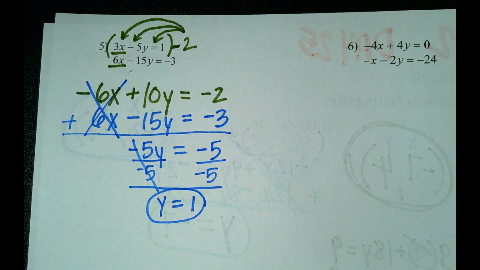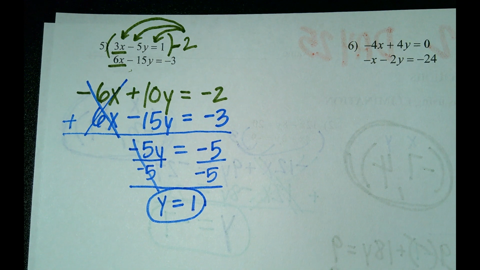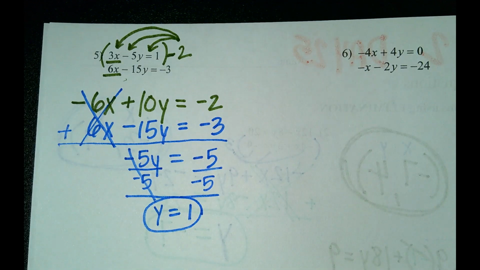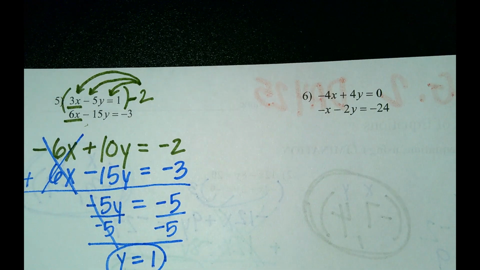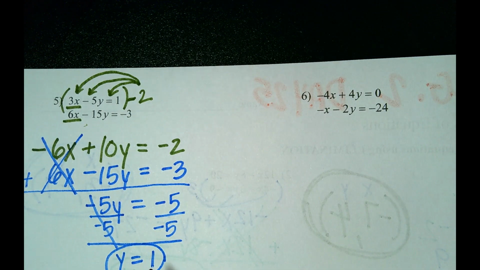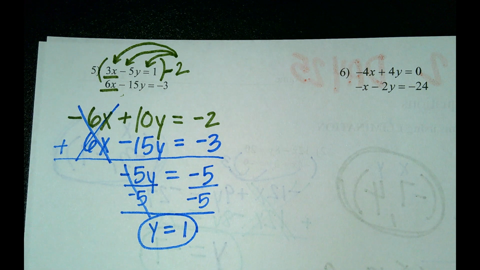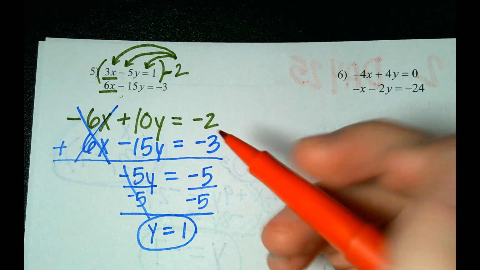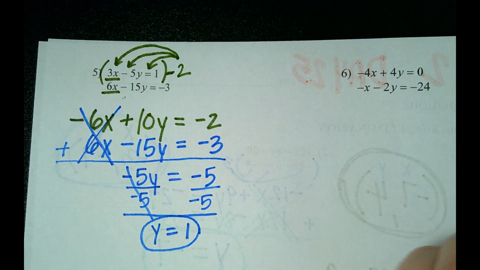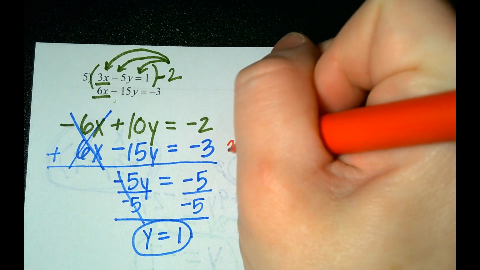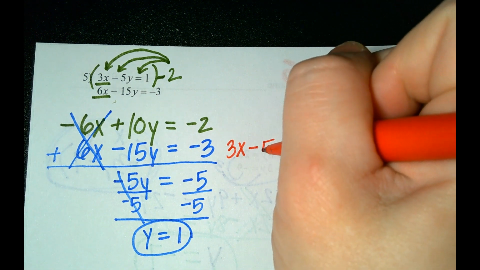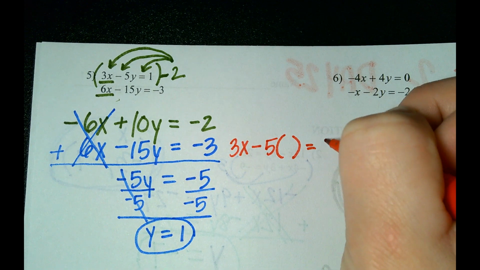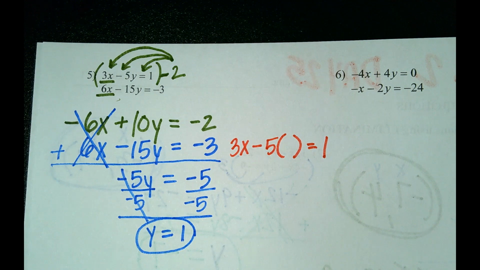So I've solved for y. How do I solve for x? Either one of the x's. Yes. We're going to plug in this 1 to one of the equations up here. I'm thinking the top equation because the numbers are smaller and positive. Is anybody opposed to that? Okay, let's use the top equation. So I've got 3x minus 5, I'll leave a space for y, equals 1. And what was my y value? 1.